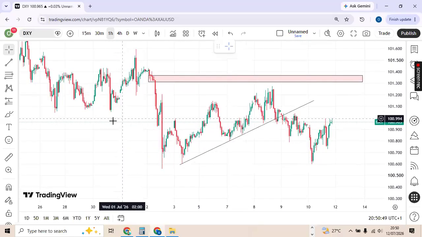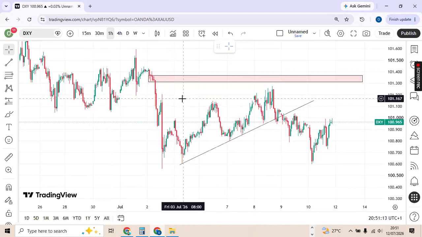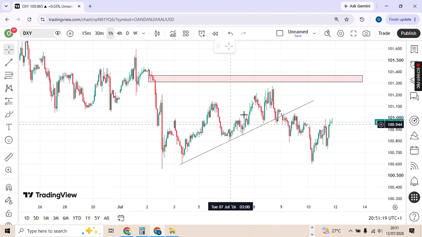For those who don't understand, DXY is the dollar index. It's used to know whether the dollar is weak or strong. Whenever DXY is buying, that means the dollar is strong, and whenever it's selling, it means the dollar is weak. So if the dollar index is buying, all the pairs that end with USD, like Euro USD and GBP USD, have a high chance of selling.